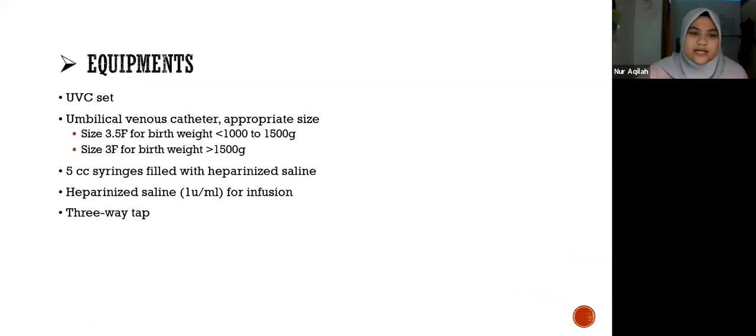We need a UVC set, umbilical venous catheter according to appropriate size. For baby born with less than 1,000 to 1,500 grams, we have to use the 3.5 French size. And for more than 1,500 grams, we need to use the 3 French size. And otherwise, other equipments are pretty much similar. We need a 5cc syringe with heparinised saline, in which we have to flush first the catheter before we insert to avoid air embolism.